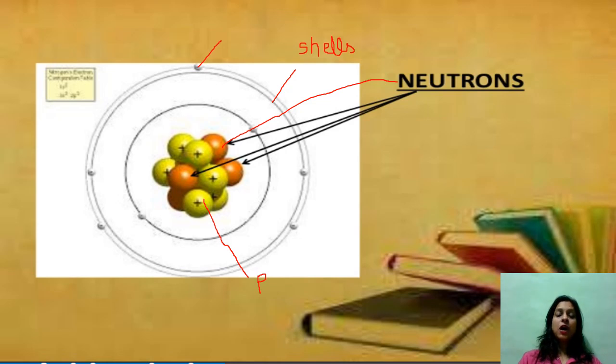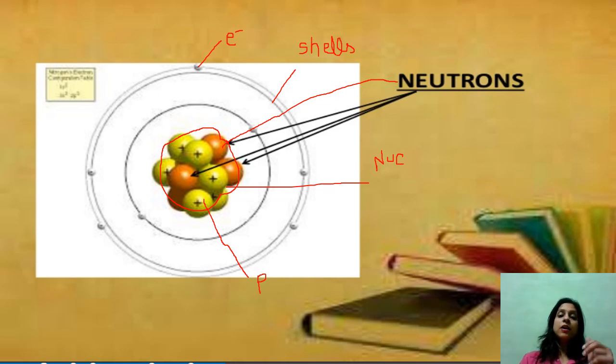These particles which are revolving in these shells are known as the electron. Neutron and protons, ये जो portion होता है हमारा, ये सारा portion, which carries the heavy mass of an atom, is known as nucleus. इसको हम क्या कहते हैं? This is known as nucleus.